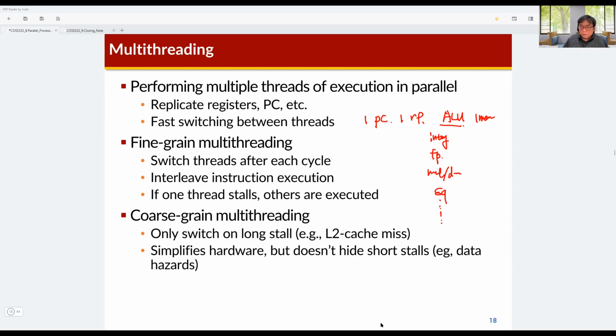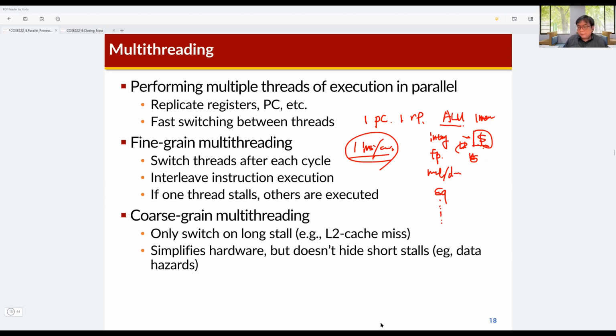But also, how about the cache? There is a single level one data cache, but if a cache miss happens, like it misses in this cache, then the processor does nothing. And even though there are multiple execution units, this processor can just execute one instruction per cycle.